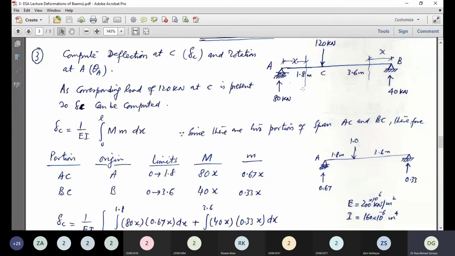Now consider the same beam, but instead of 120 kilonewton, you have to apply a unit load, one. On similar lines, this reaction is 0.67 and this reaction at B is 0.33. Again, the same theme, 0.67x and 0.33x. Any confusion up to here? Anything which is not understandable?